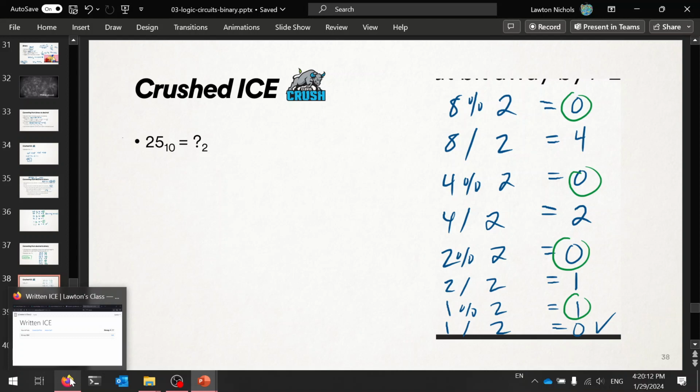Like that, we all have our calculators out. If you finish early, you know how to go the other way, right? So check your answer.